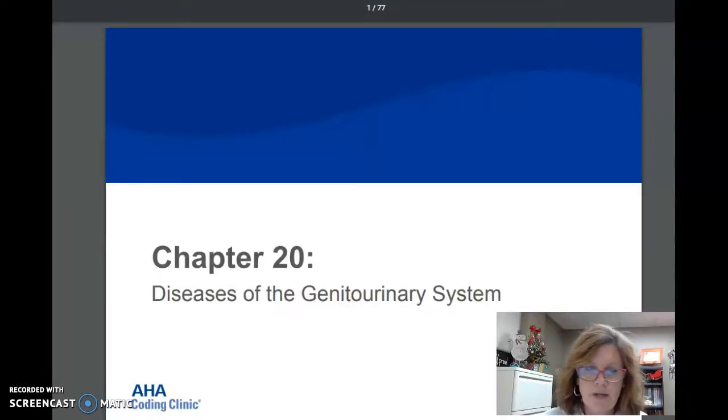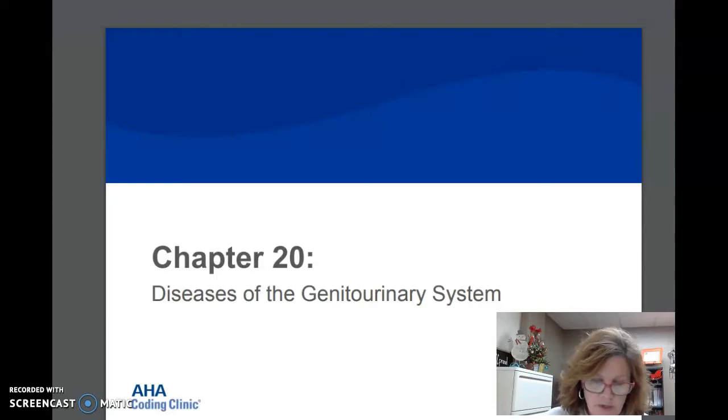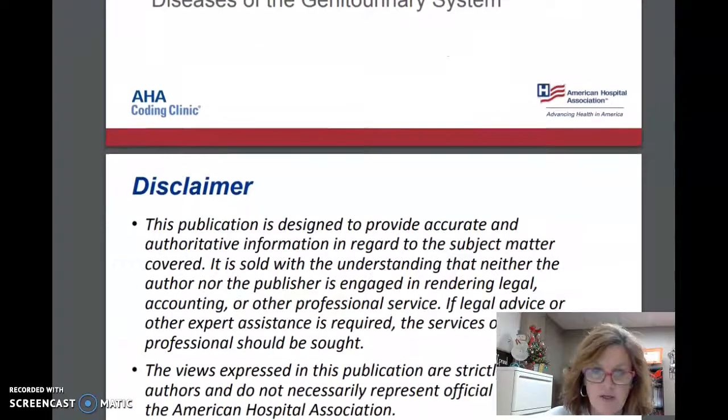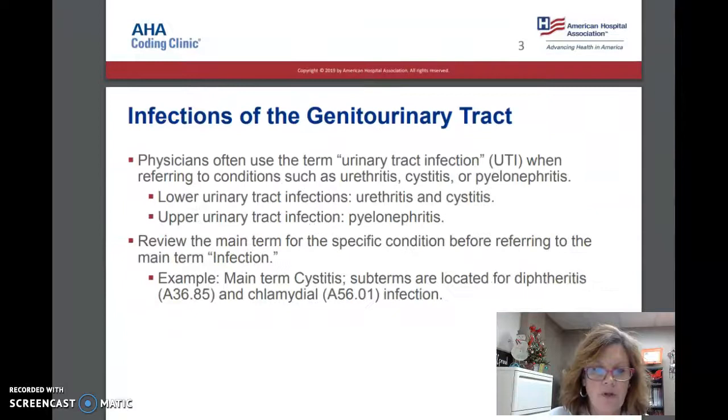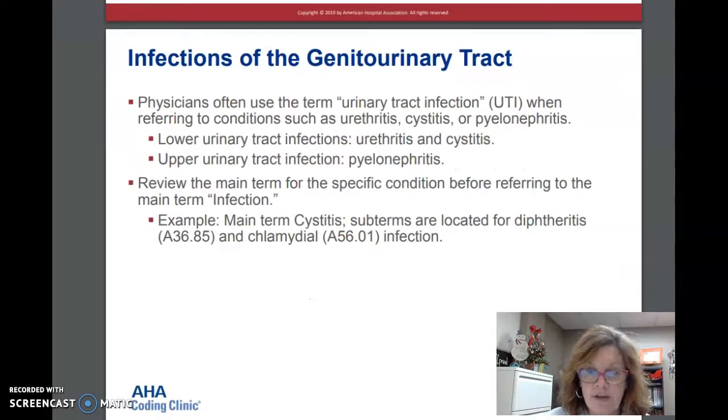Hey, welcome to Chapter 20. We are going to do the genitourinary system. With this system, we are going to look at infections that we have in the urinary tract. So we're going to be looking at UTIs, the infections we usually get for the lower urinary tract, and again for the upper urinary tract, the pyelonephritis.